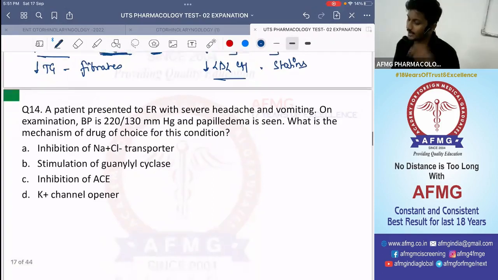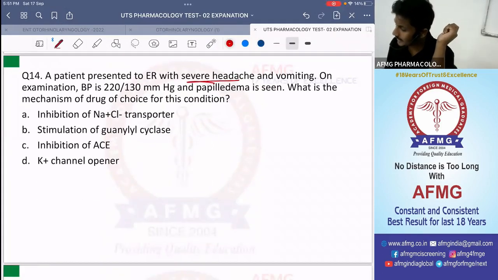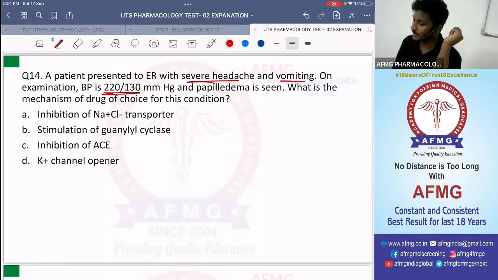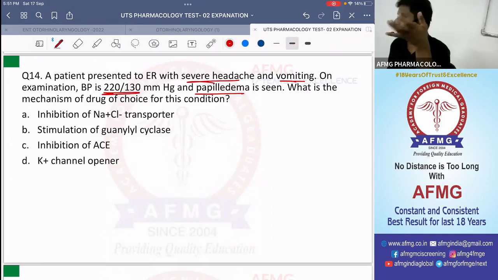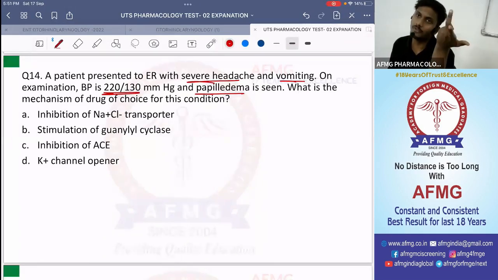A patient presented to the emergency room with severe headache and vomiting. On examination, the blood pressure was 220 by 130 mm of Hg, and papilledema is seen. Papilledema is nothing but dilatation and tortuosity of the retinal vessels usually, which gives an angry sun appearance on fundoscopy. I had told you this. Okay, and that is what suggests uncontrolled hypertension, or hypertensive emergency or urgency.